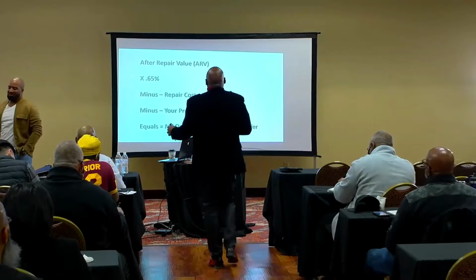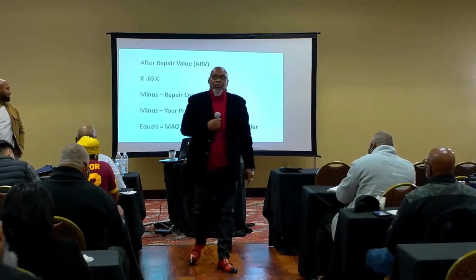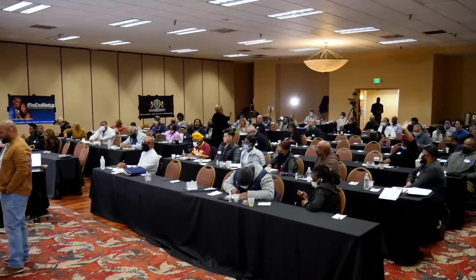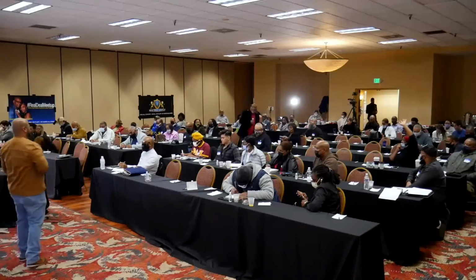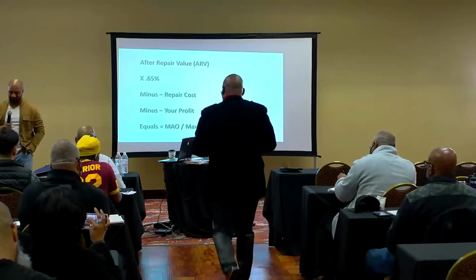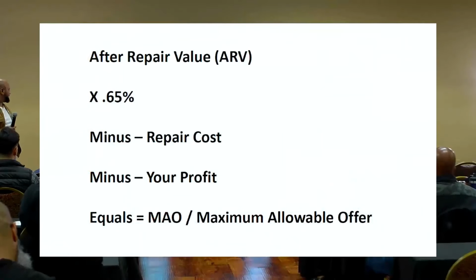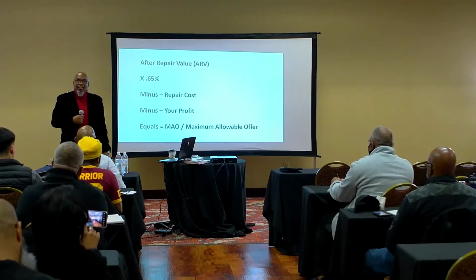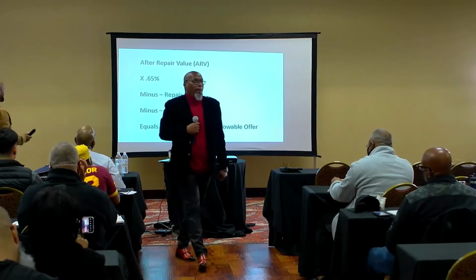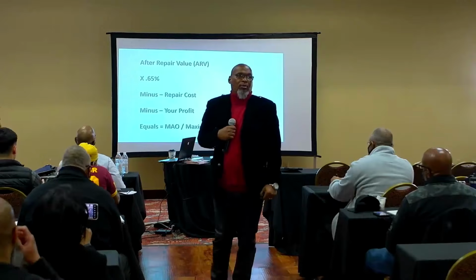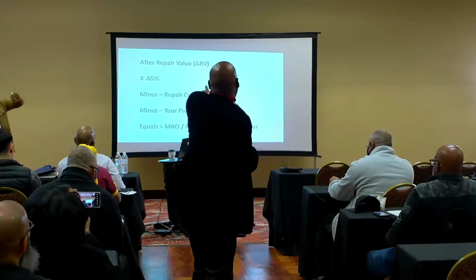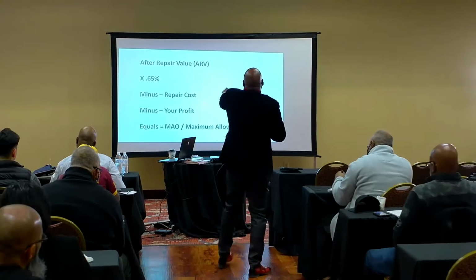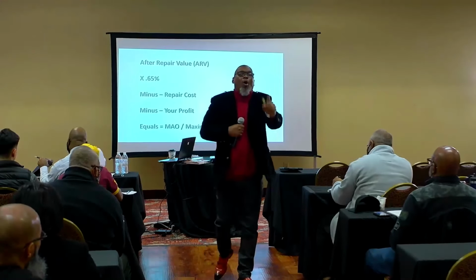Don't let anybody tell you that this formula doesn't work. When people say something doesn't work, what they're really saying is, I don't know how to make it work. Now, what will change is this. In some areas, it will be 60%. In some areas, it will be 65%. In some areas, it will be 70%. That will change. But as a wholesaler, you can use the maximum allowable offer formula: after repair value times 65%, 60%, or 70%, minus repairs, minus your profit. That's the most that you should pay for a deal.